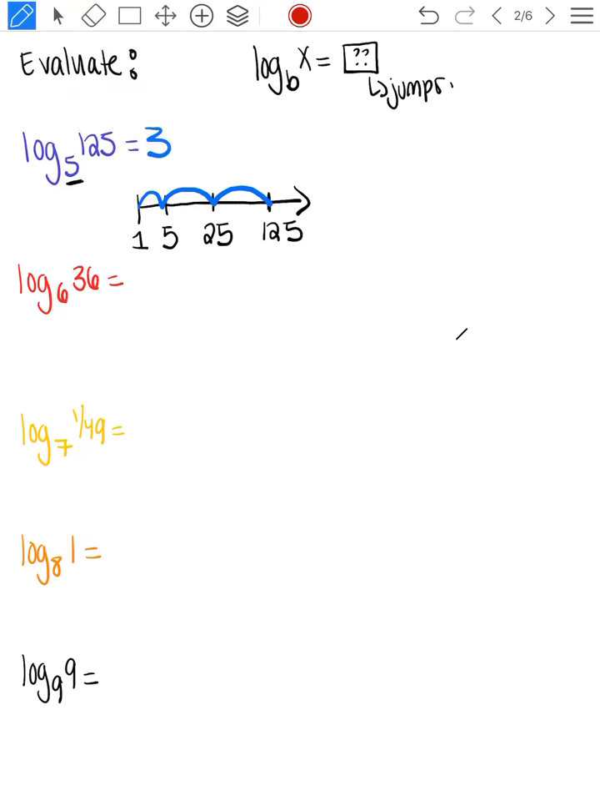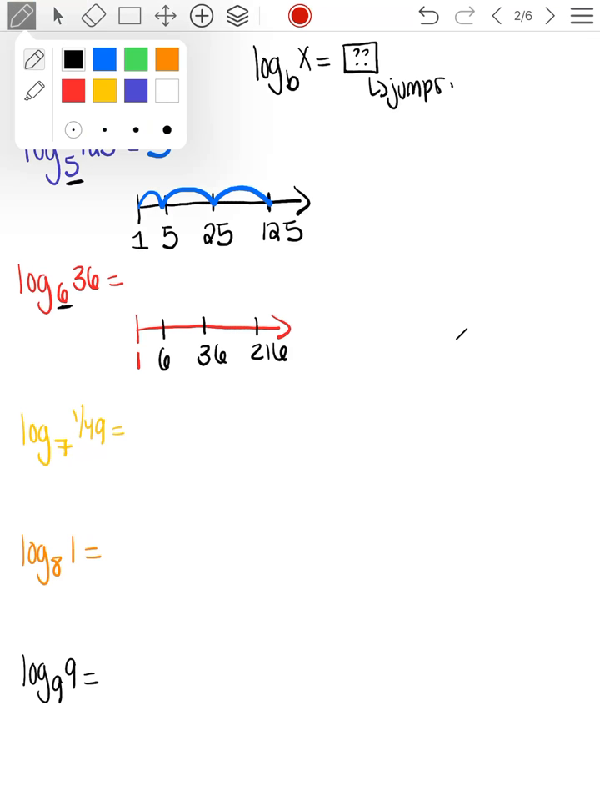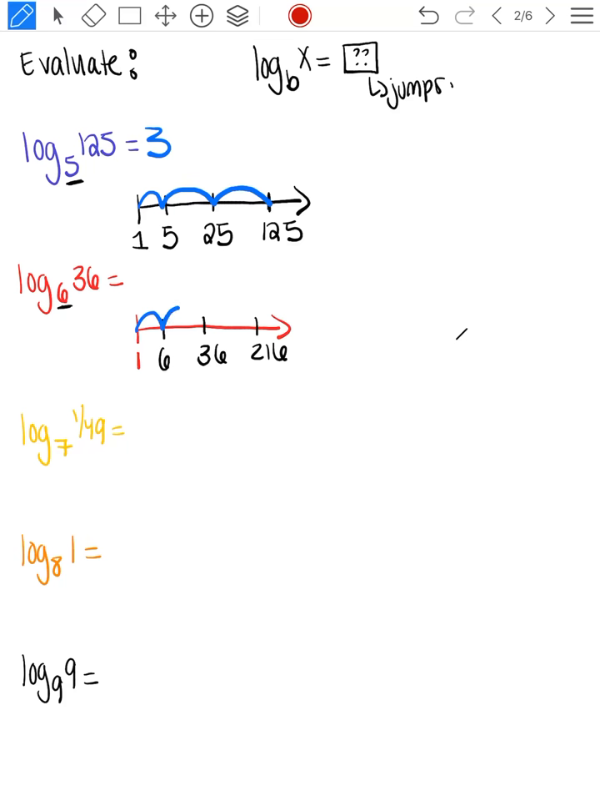And just make sure when you make your number line, we're starting from 1 and we're either going to the right or to the left depending on what you need. So if you're trying to find a fraction is where you're landing, you're going to probably have to go to the left. But in this case, for this next problem, we're multiplying by 6. So 1, 6, 36, 216.